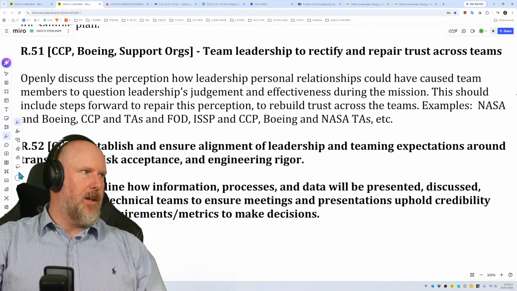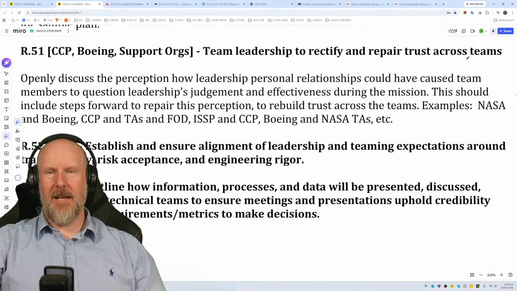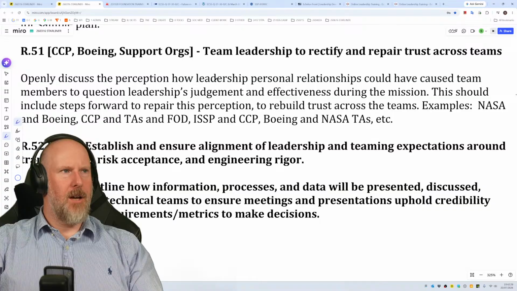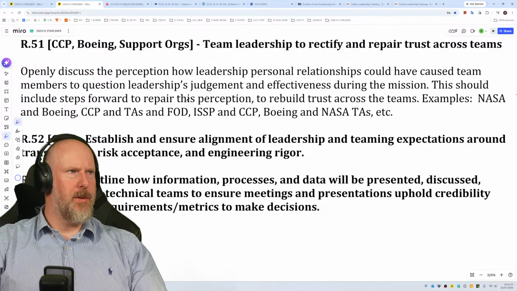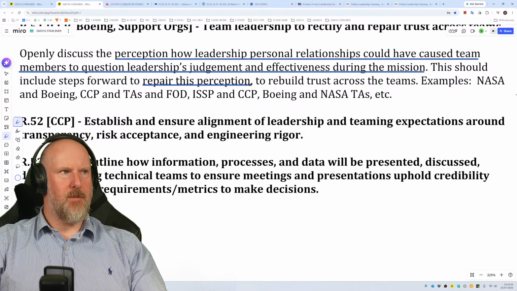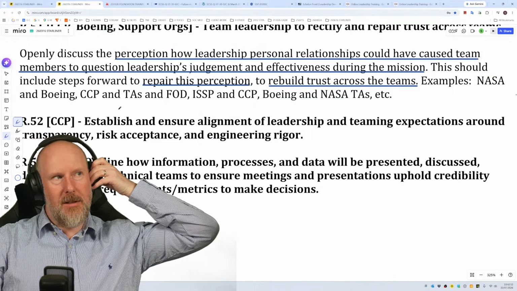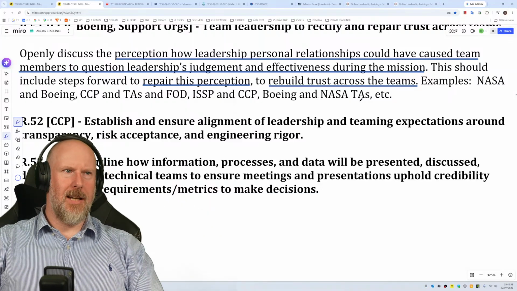Okay, recommendation number 51. CCP, Boeing, support organizations, team leadership to rectify and repair trust across teams. Openly discuss the perception of how leadership personal relationships could have caused team members to question leadership's judgment and effectiveness during the mission. This should include steps forward to repair this perception to rebuild trust across the teams. Examples: NASA and Boeing, CCP and technical authorities, Flight Operations Director, I think, ISSP, CCP, Boeing and NASA TAs, etc.